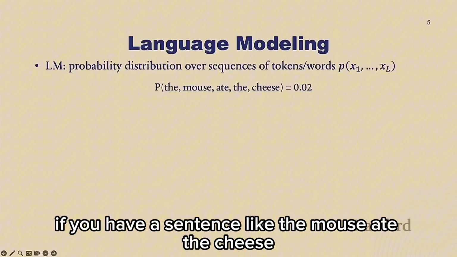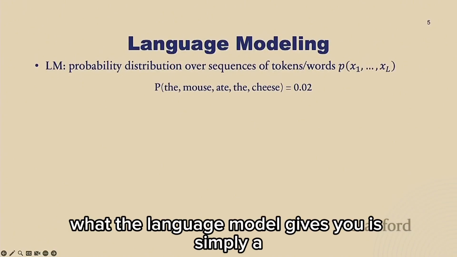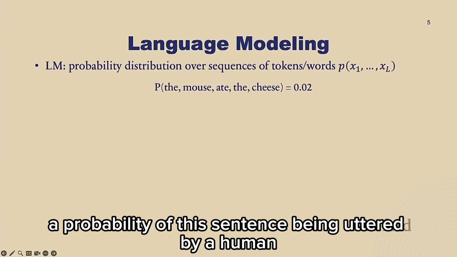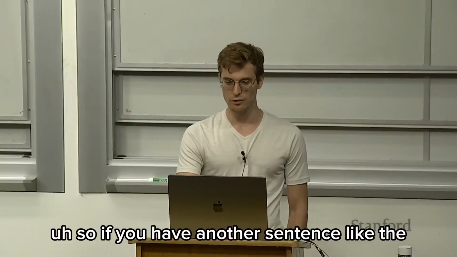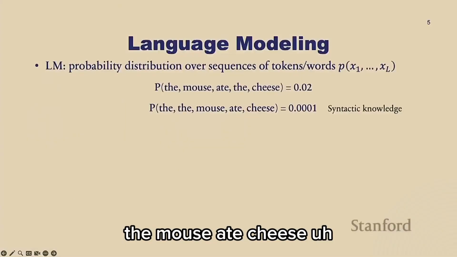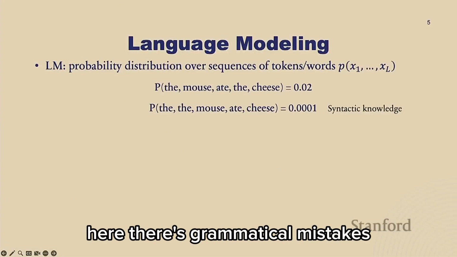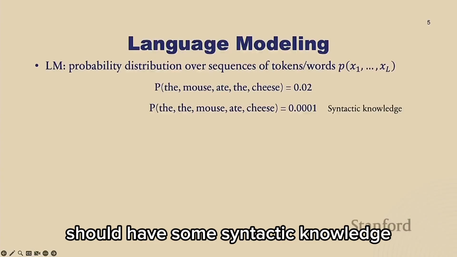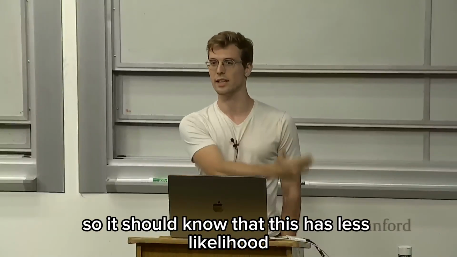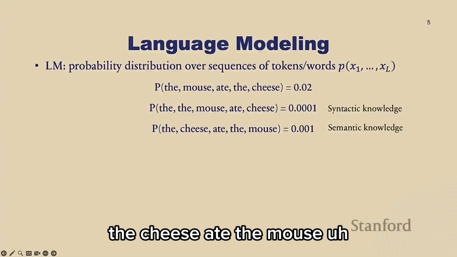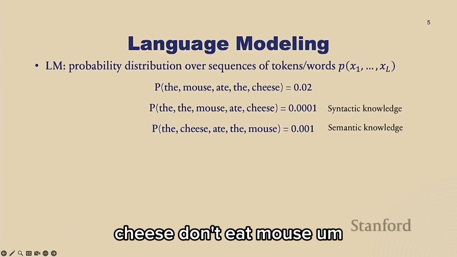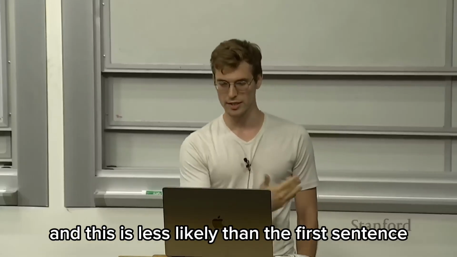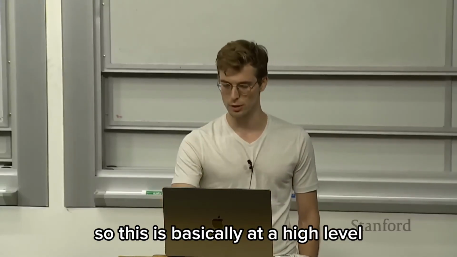Very concretely, if you have a sentence like "the mouse ate the cheese," what the language model gives you is simply the probability of this sentence being uttered by a human or being found online. If you have another sentence like "the mouse ate cheese," there are grammatical mistakes, so the model should have some syntactic knowledge and know that this has less likelihood of appearing online. If you have another sentence like "the cheese ate the mouse," the model should hopefully know that usually cheese doesn't eat mouse. So there's some semantic knowledge, and this is less likely than the first sentence. This is basically, at a high level, what language models are.